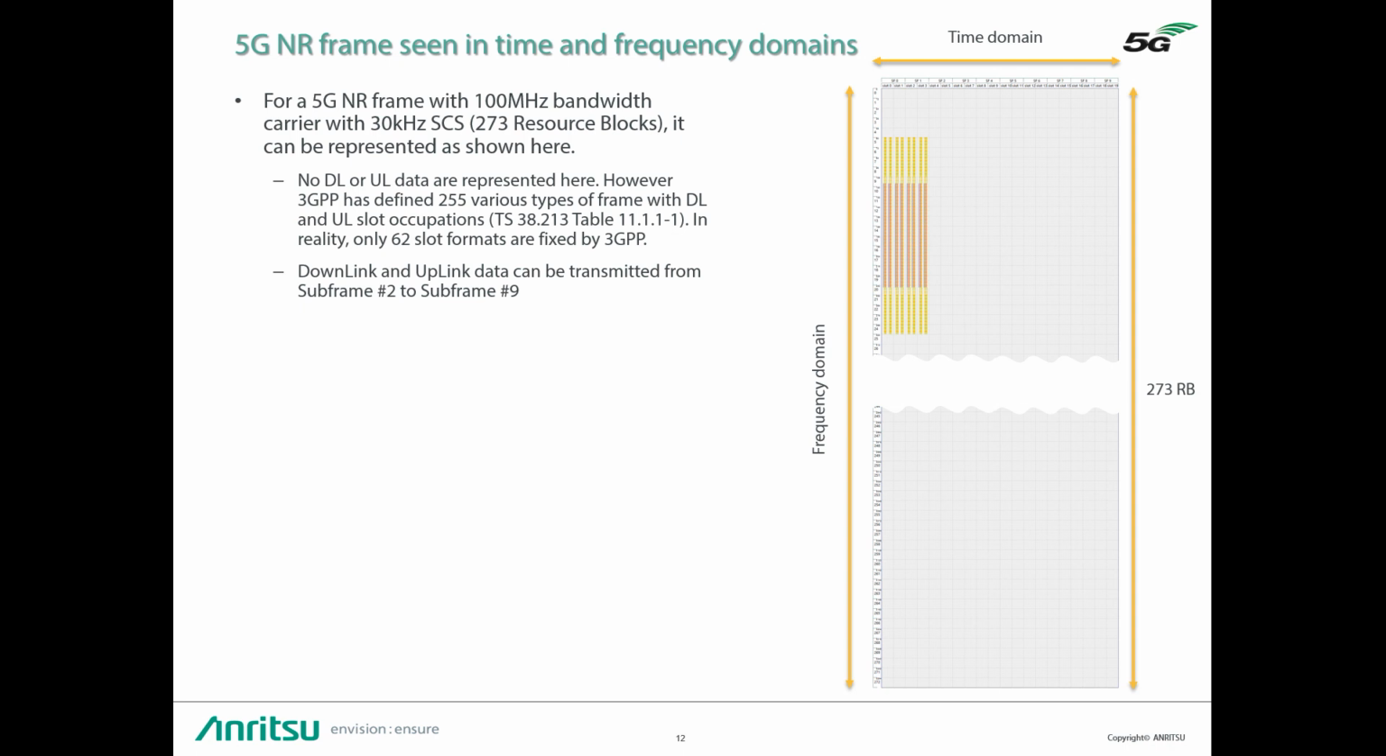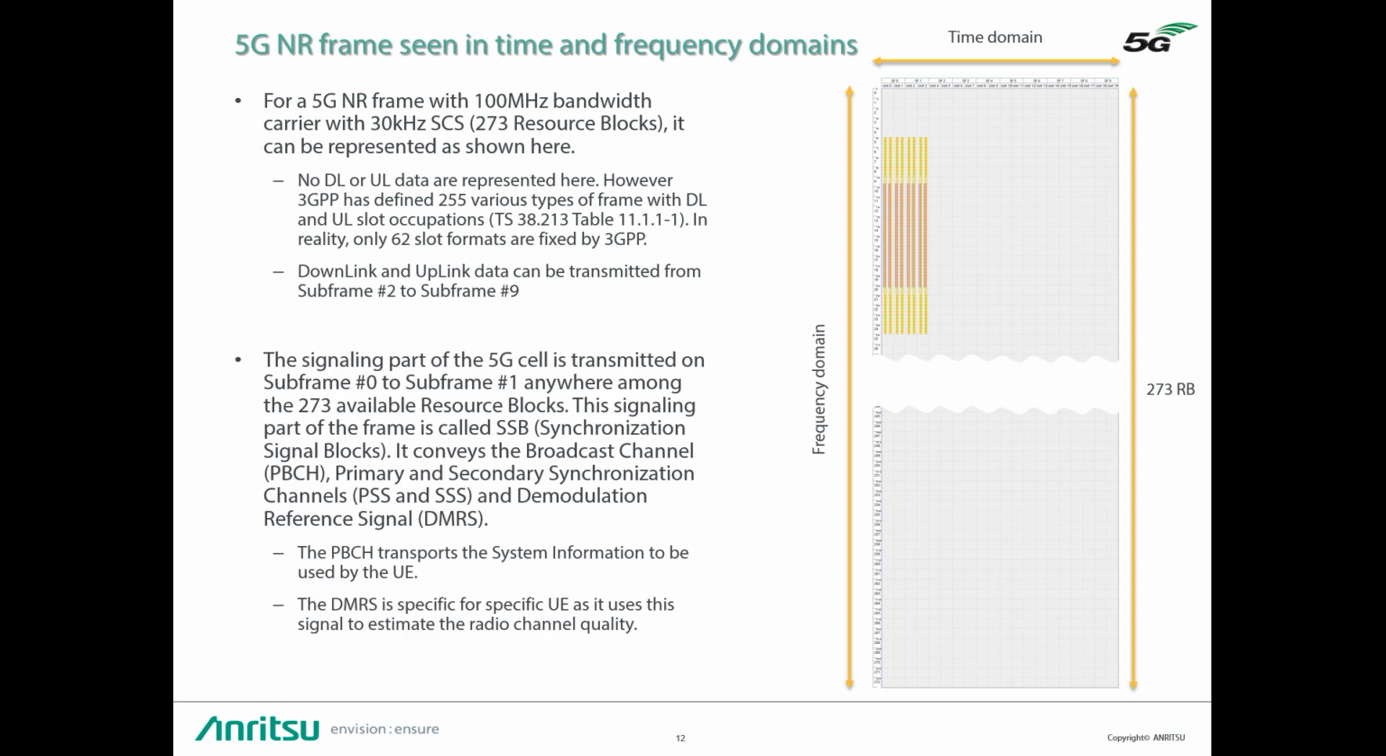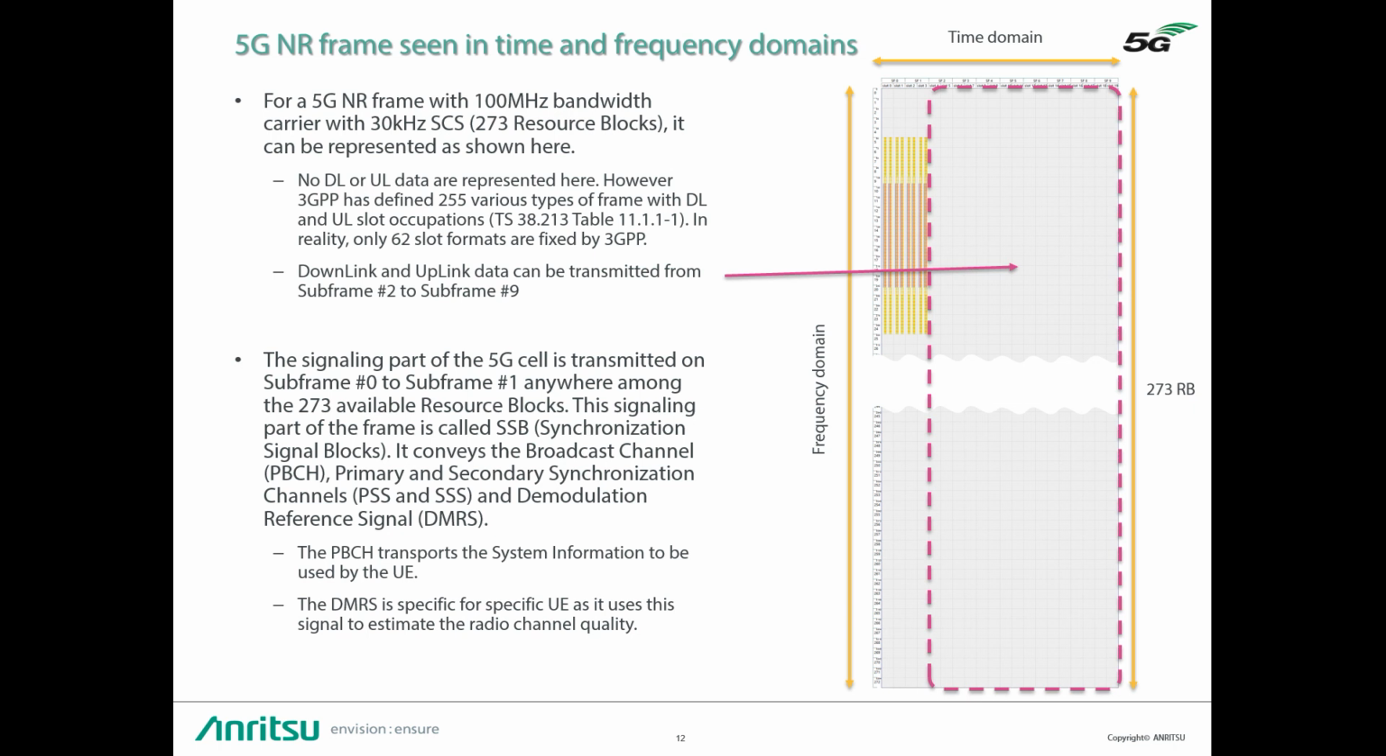We'll now describe in this slide where the signaling part could be and the kind of useful information channels it contains. The signaling part is the most important data to be decoded by the 5G smartphone or tablet to understand which cell could provide data. As shown here, the particularity of the 5G carrier is that the signaling part could be located anywhere in the frequency domain inside the carrier.